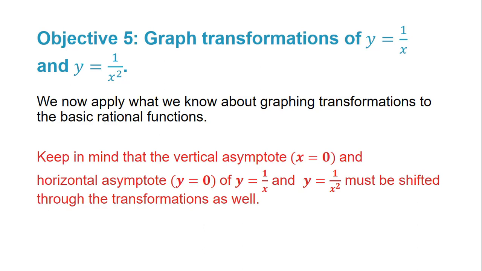So we're going to actually not cover that in this particular course. We will simply do the transformations of 1 over x and 1 over x squared. But when we do the transformations, we have to keep in mind that the vertical asymptote at x equals 0 and the horizontal asymptote at y equals 0 of these basic functions must be shifted through the transformations as well.